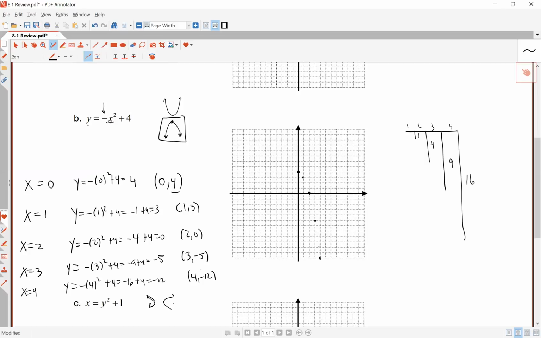Now to get the other side of the graph, it's symmetric. So we just place the same points on the other side. And there's the graph of negative x squared plus 4.